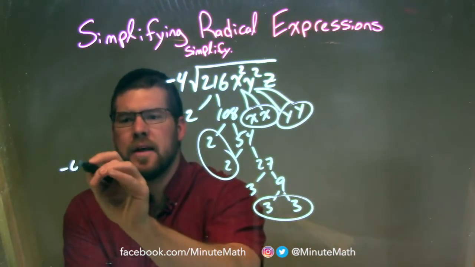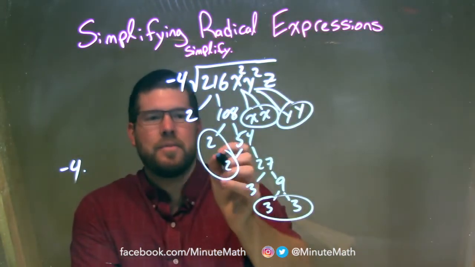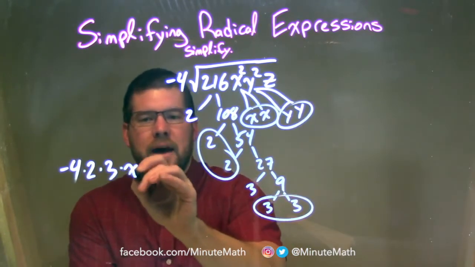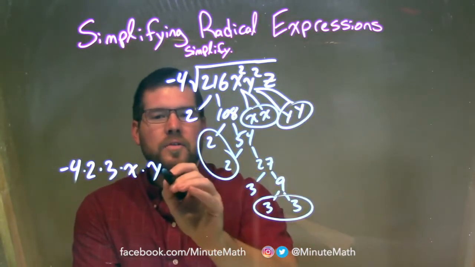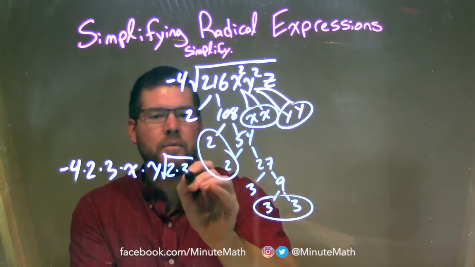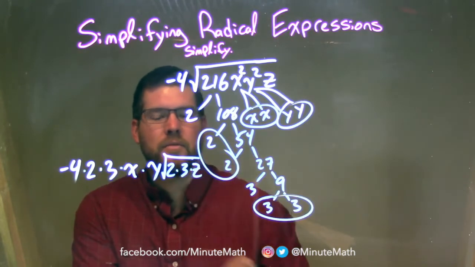My negative 4 stays on the outside, and I multiply it by a single representation of each pair: 2 times 3, right there, times x times y. We stay on the square root on the inside, all the singles, 2 times 3 and then a z. 2 times 3 times z. Keep that inside the square root there.